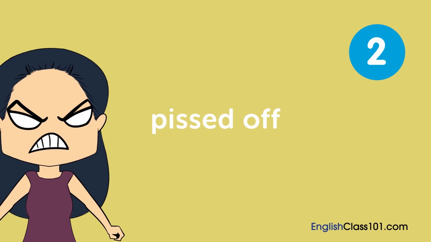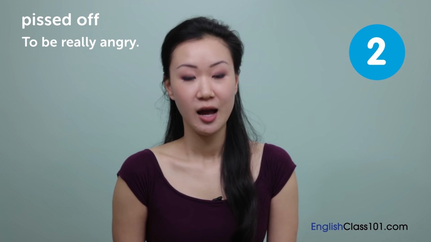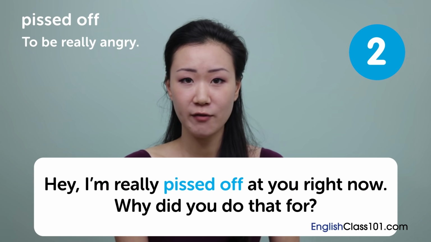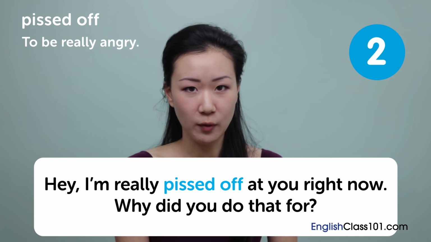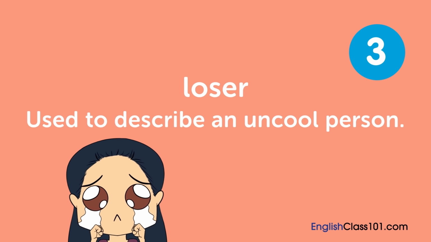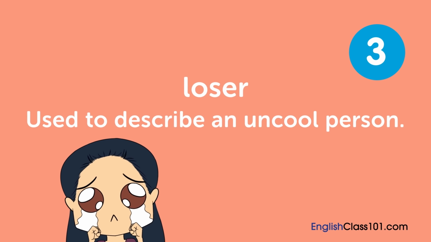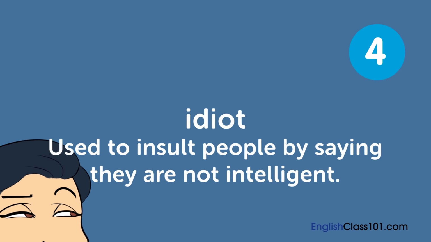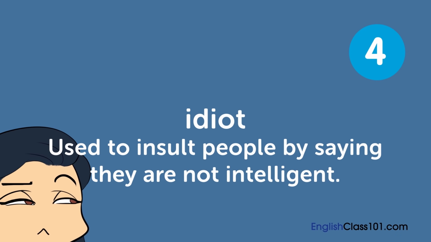Pissed off, to be really angry. When I'm angry, I can say, hey, I'm really pissed off at you right now. Why did you do that for? Loser, used to describe an uncool person. In high school, my friends and I would use this a lot, and we would say, hey loser, how's it going? Idiot, used to insult people by saying they're not intelligent.